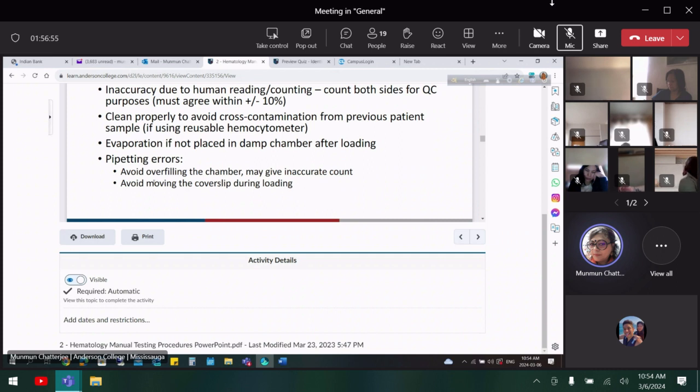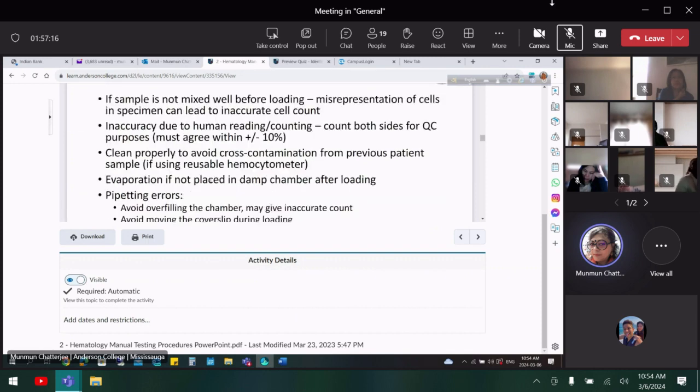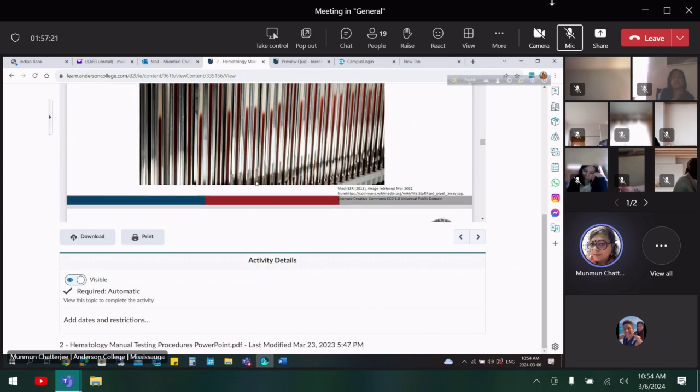Pipetting errors. Avoid overfilling the chamber, it may give inaccurate results. You have to put one drop, and I can see it slowly go and spread. If you overfill, the cells are going to be too much. If you move the cover slip after loading, it is going to give you error. So this technique is very important in the ESR. You guys did this one.